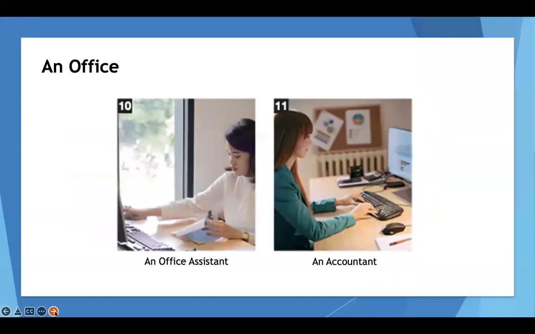All right, pictures 10 and 11 show two people that work in an office. Picture 10 shows an office assistant, and picture 11 shows an accountant. Again, this is an office. Picture 10 is an office assistant, and the woman in picture 11 is an accountant.